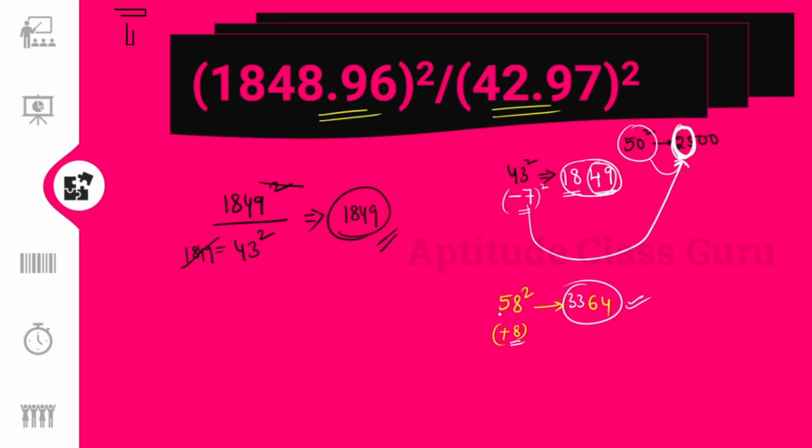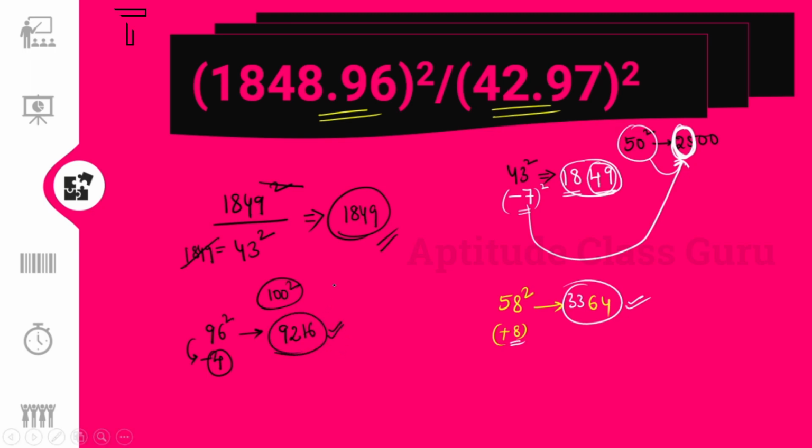I'll also tell you one technique. For example, 96 square we have to find. The nearest number we know is 100 square, right? How much is 96 less than 100? It is minus 4, right? For these numbers we have another technique. 96 minus 4, you have to do it right here only. You don't have to take the reference number. So 96 minus 4, the answer is 92. What is 4 square? It is 16. So the answer is 9216, which is correct.